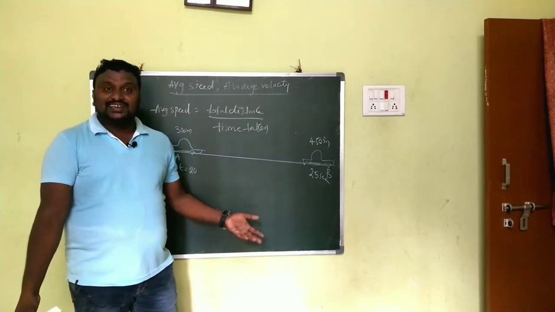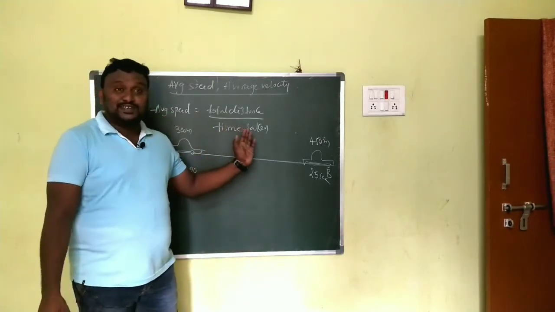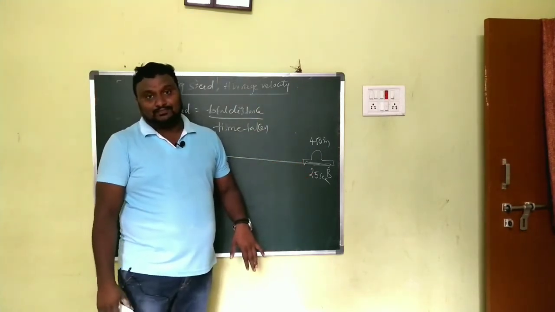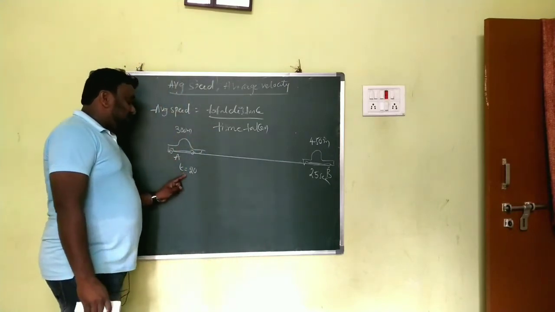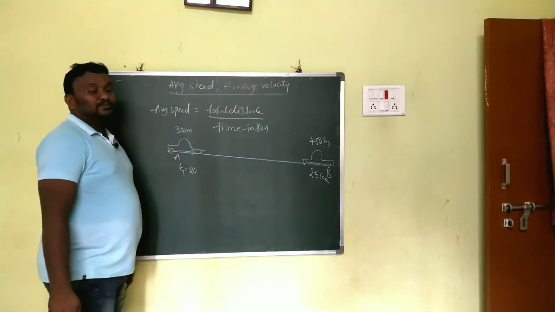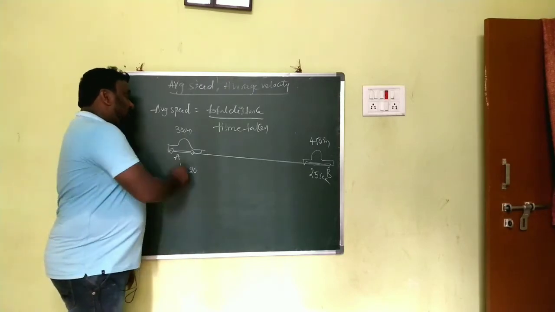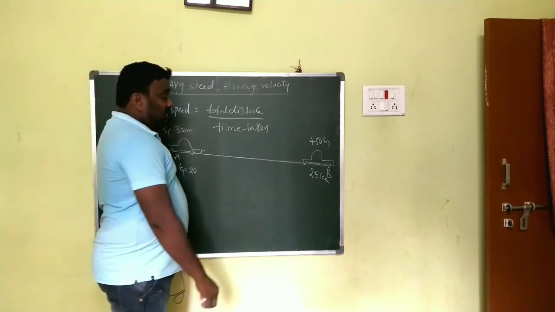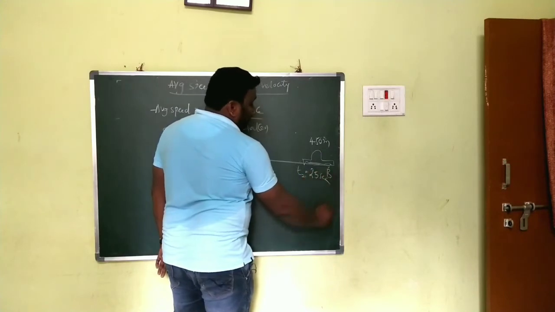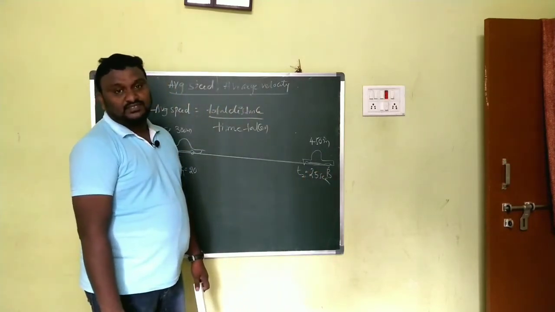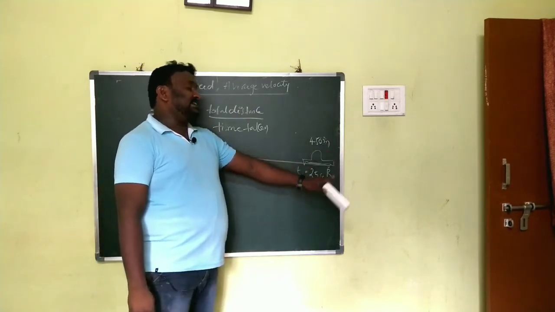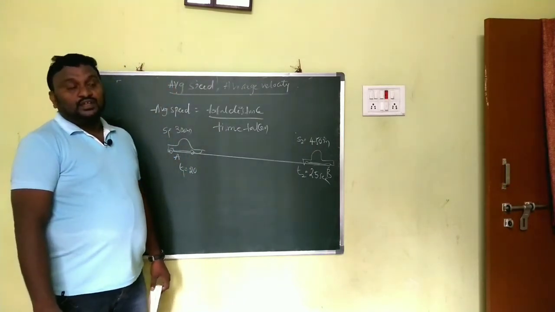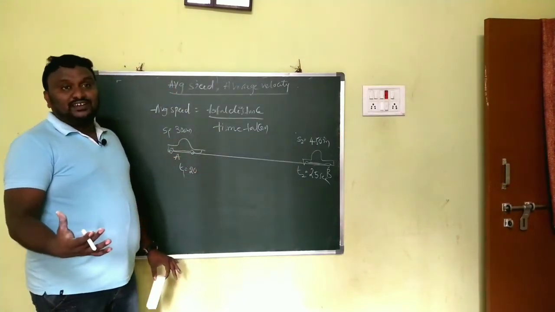Now, what is the average speed here? How can we find it? Simply total distance by total time taken. For the first time, t1 is 20 seconds and the distance s1 is 300 meters. After 5 seconds, t2 is 25 seconds and the distance s2 is 450 meters.